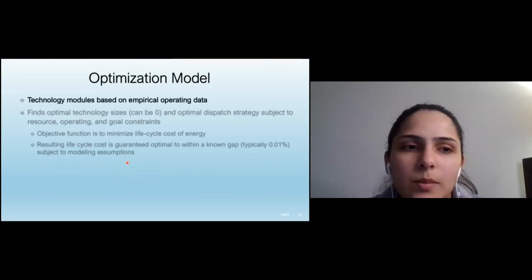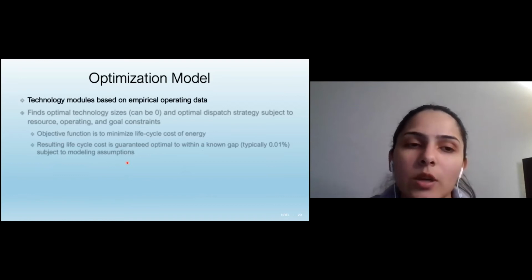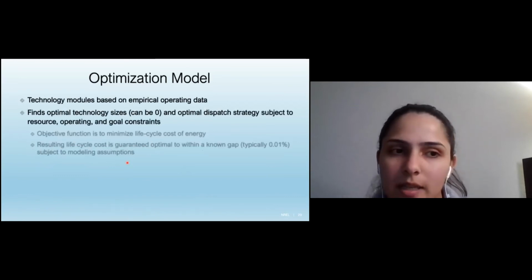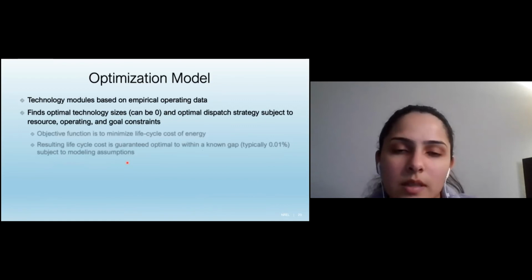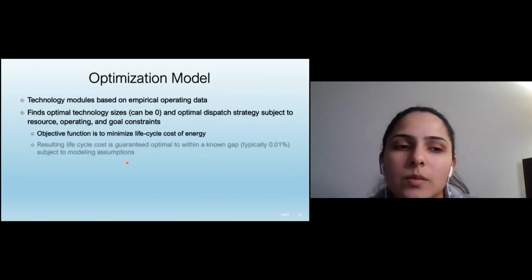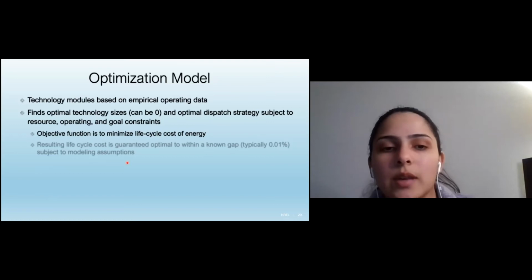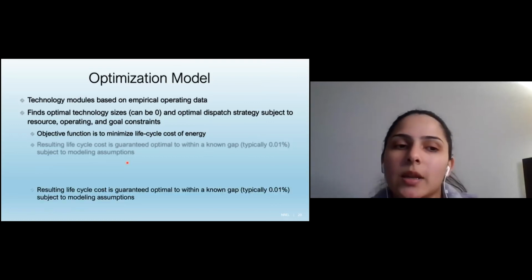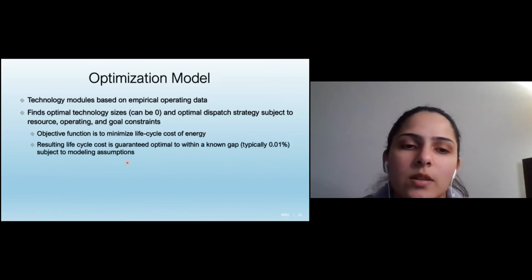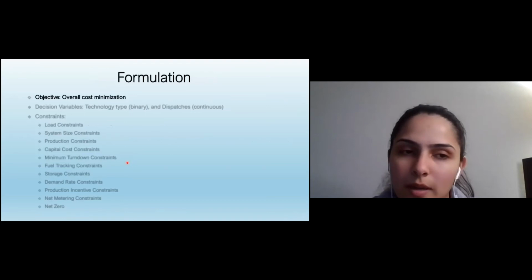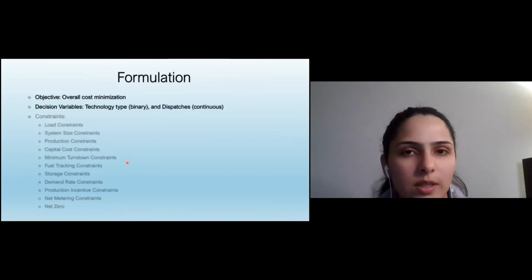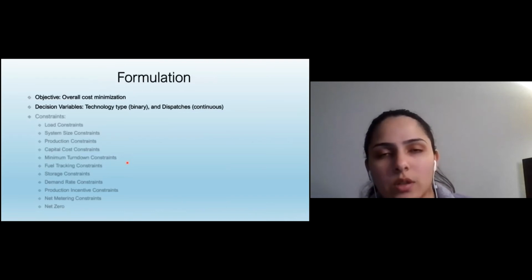So, a little more detail about the optimization model. The technology modules are based on empirical operating data. It finds optimal technology sizes, which could be 0, and optimal dispatch strategy subject to the resource, operating, and goal constraints. I think I mentioned before that the objective function is minimizing the life cycle cost of energy, and the resulting life cycle cost is guaranteed optimal within a known gap subject to the modeling assumptions. In terms of its formulation, it's overall cost minimization, and the decision variables are technology types, which are binary, and then dispatches, which are continuous.